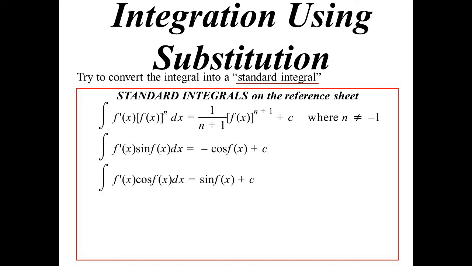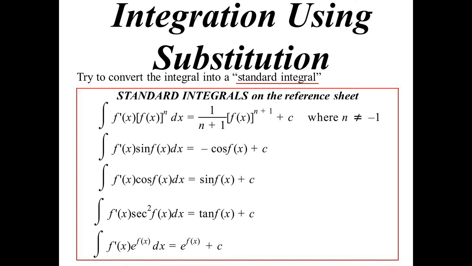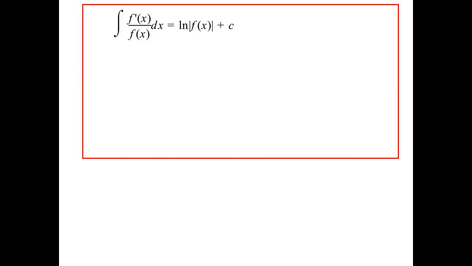And derivative times cos goes to sine of the function. And derivative times sec squared will go to tan of the function. And the exponential one, derivative times e to the function x is e to the function x. And derivative over function, we know that's the log of the absolute value of function x. It also has the one where the base is not e, so it reminds us, oh yeah, we have to divide by the natural log of a if we get that situation.